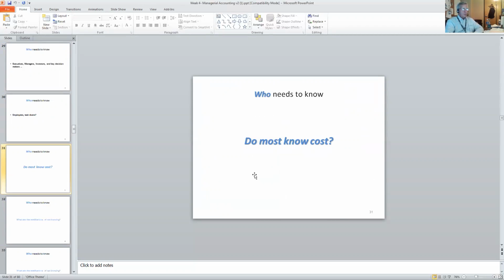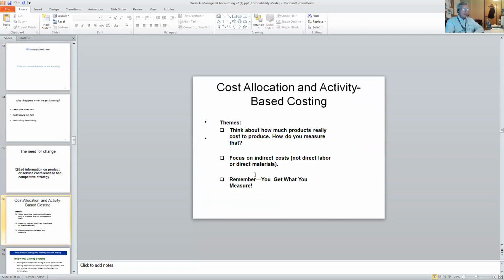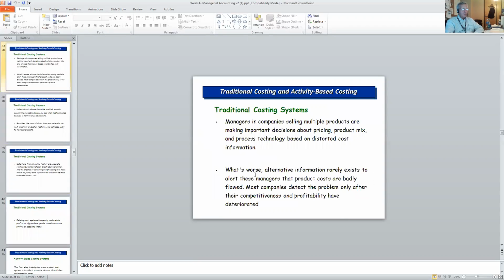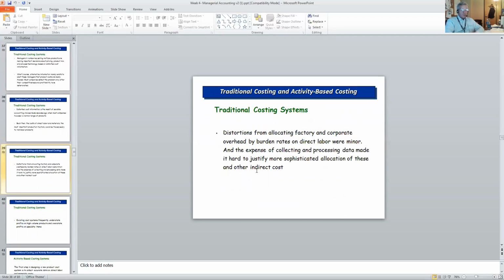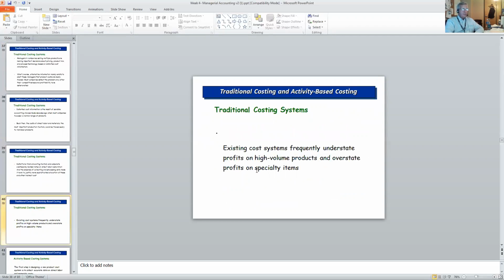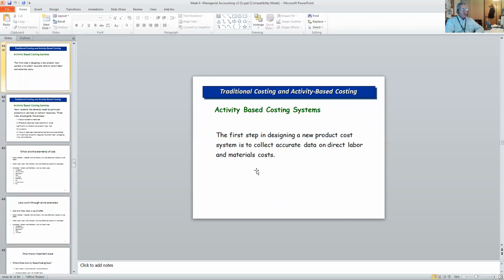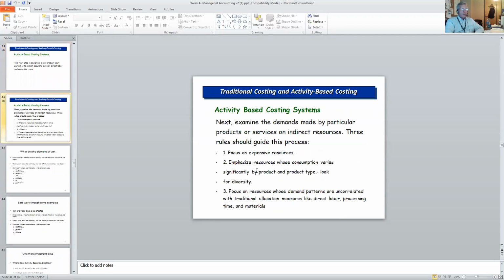The other thing I want to point out to everybody is that with the traditional costing system, the main departure comes in just that one element that we talked about. But the criticism of traditional costing is that it distorted cost information. And when we distort cost information, as I've said many times over and over again, we end up with the potential for bad decisions.